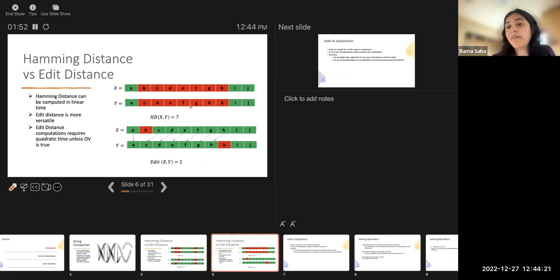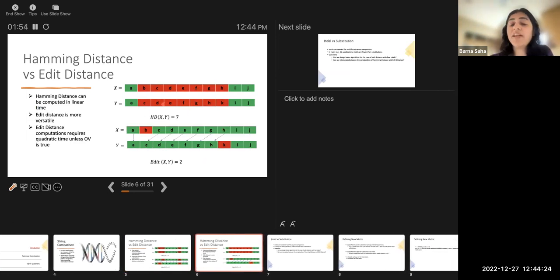Here is another example where, if you are only allowing Hamming distance, you have to substitute 7 characters out of 10. So Hamming distance is 7. Whereas for the same example, if you are allowing insertion and deletion, you can convert X to Y just by doing 2 edits. You just have to delete this P and insert this K over here. So with 2 insertion and deletions, you can convert X to Y.